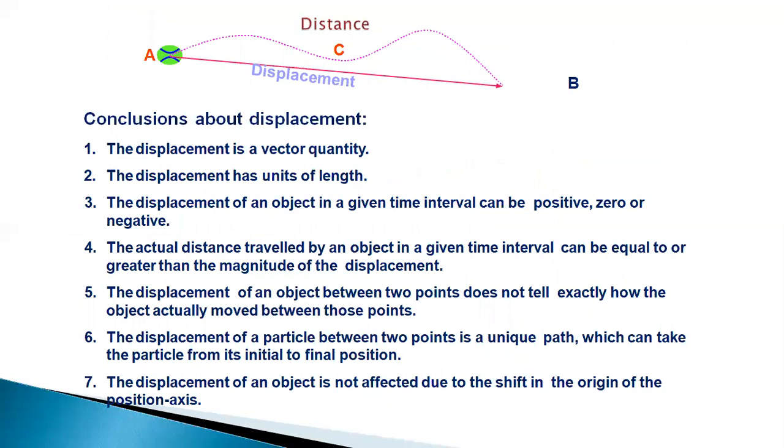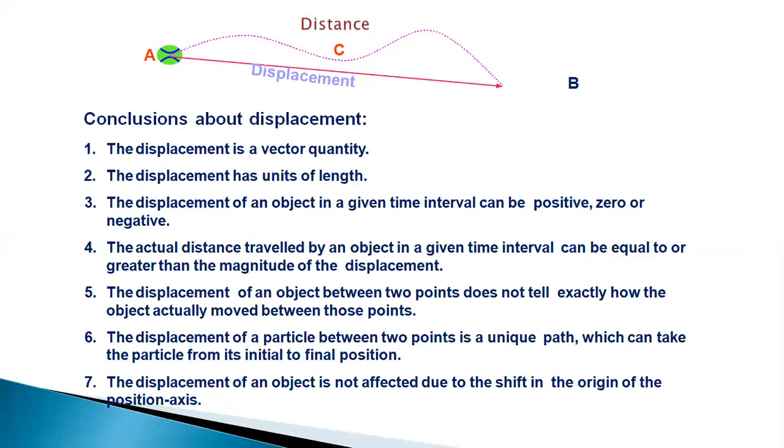So some of the conclusions, see here we have point A and point B. Okay, so this ball has traveled through this path. So this is the distance. This dotted line indicates the distance traveled by the ball. But the shortest distance between the initial and final position of the ball gives us the displacement.